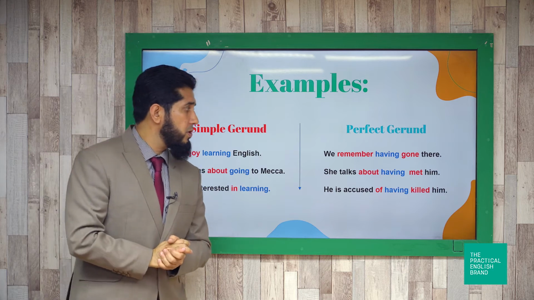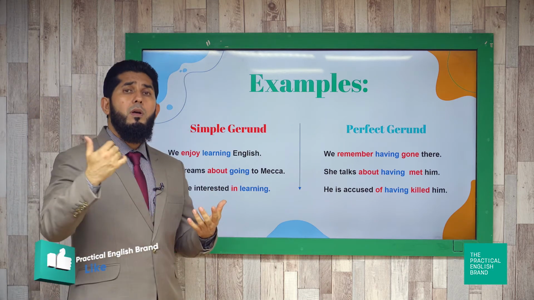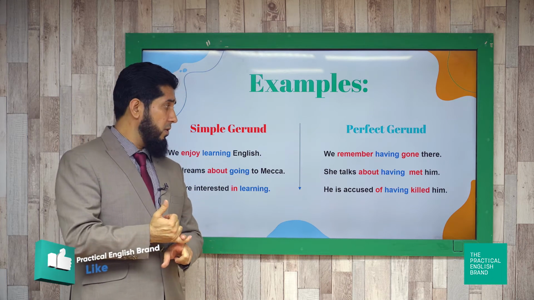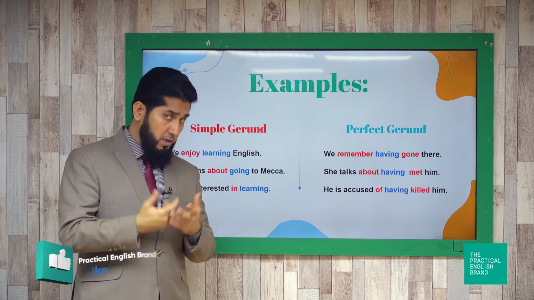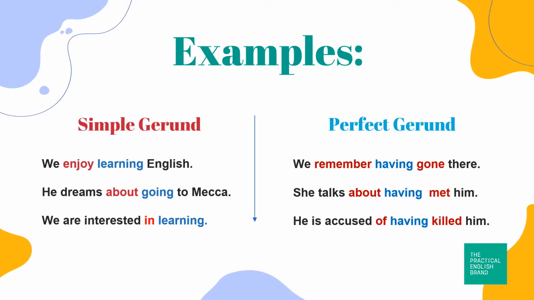But in the second perfect example, she talks about having met him. Now the preposition about is followed by having as a helping verb and then the past participle or third form of the verb, met. And finally, the third example says we're interested in learning, and he's accused of having killed him.